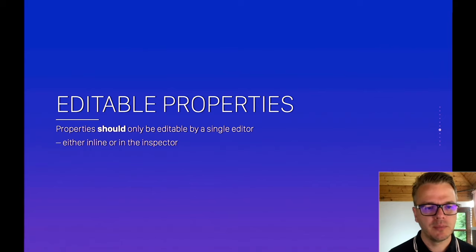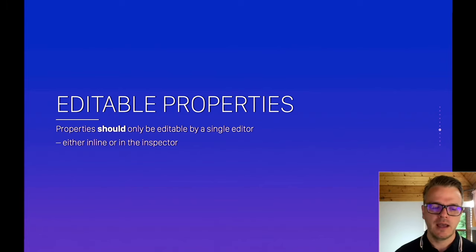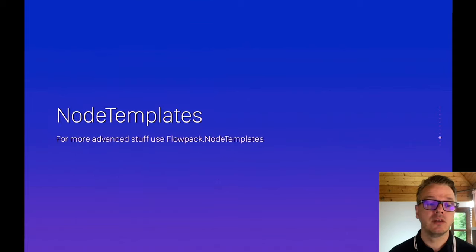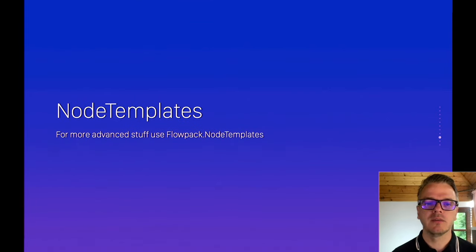If you have editable properties, they should be editable by only a single editor, so either inline or in the inspector, not on both sides. Each node type property must be valid after creating a new node. If a field needs input from the user, you can use the showing creation dialog property like shown here, or for more advanced stuff, you can use node templates. It's a really awesome package. It's linked on this slide if you visit it later.